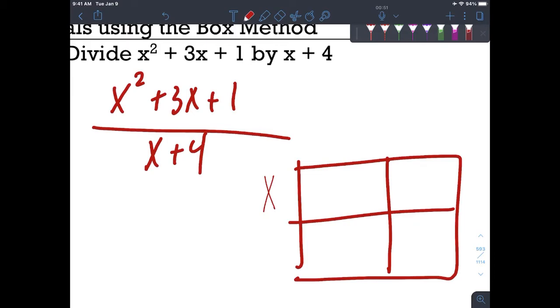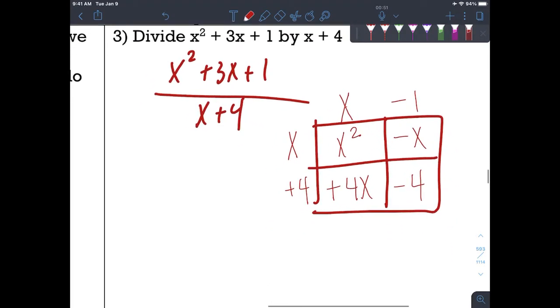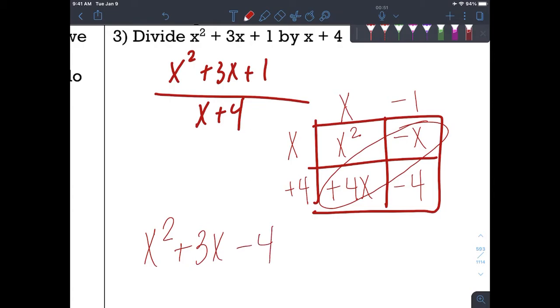Okay, so x plus 4, and x squared. All right, let's start working back. So x times what equals x squared? x times positive 4. How do I get from positive 4x to 3x? I take away 1. So over here would be minus 1 times positive 4, negative 4. All right, let's recombine. Let's go ahead and combine like terms. x squared plus 3x minus 4.